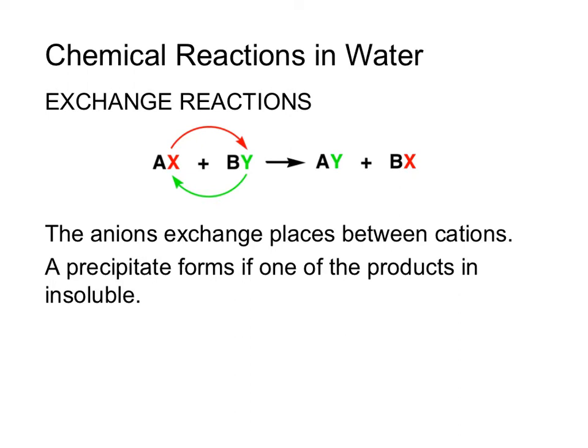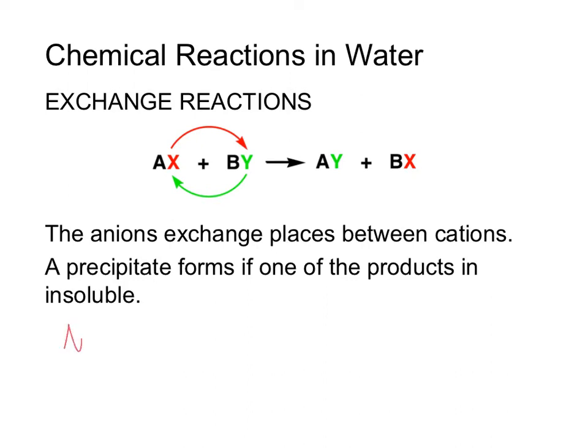When looking at precipitation reactions, they're most often going to happen in what we call an exchange reaction. In an exchange reaction, the anions that are present will trade places and combine with the other cation. In other words, in the example here, X is with A in the reactants. However, X will now be with B in the products. Likewise, Y will switch places, and instead of being with B in the reactants, it is now going to be with A in the products. Let's take a look at an example.